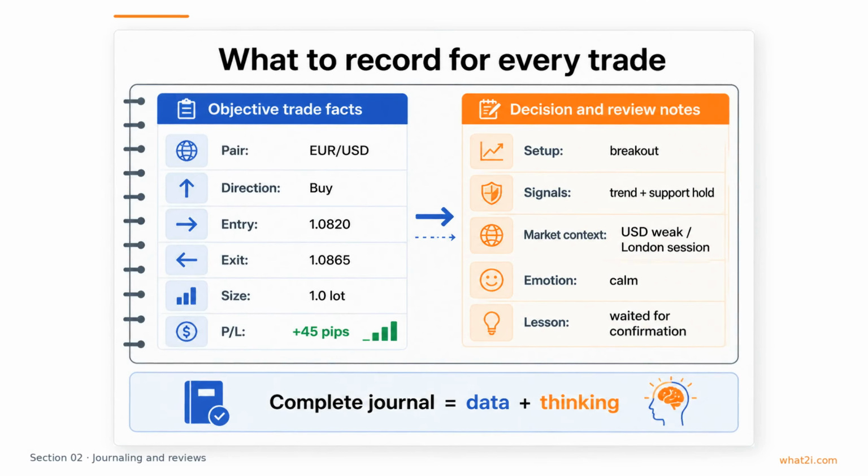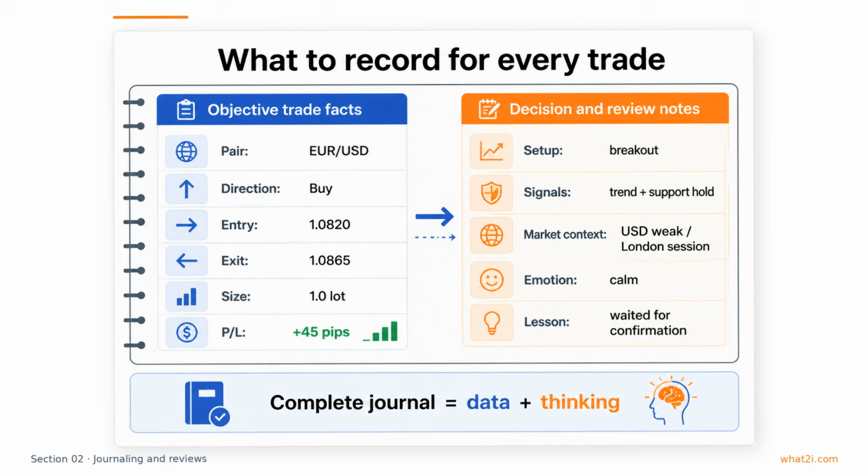For every trade, record both the hard facts and the thinking behind them. The factual side includes the currency pair, whether the trade was long or short, the entry and exit prices, position size, and the final profit or loss. Just as important is the context, what setup you saw, which signals were present, what the broader market environment looked like, and what session you were trading. You should also note your emotional state because feeling calm, rushed, or overconfident can change execution quality. Finish with a short lesson from the trade, even if the lesson is simply that you followed the plan correctly. A complete journal entry gives you data and meaning at the same time.